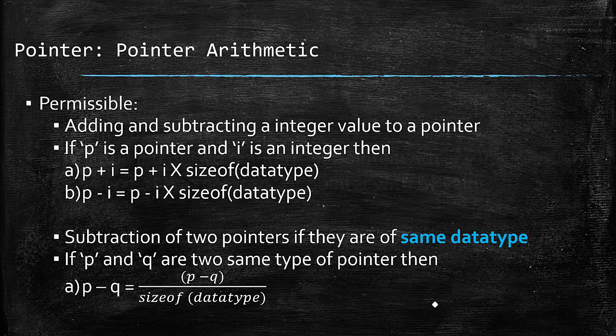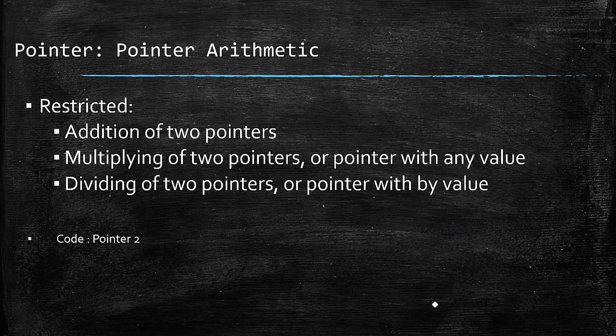So what are the restricted operations? Addition of two pointers, maybe they are of the same type, maybe they are of different types, but addition of two pointers is restricted. Next, multiplication of pointers, or a pointer with any kind of value, is restricted. Division of two pointers, or dividing a pointer by any other value, is restricted.